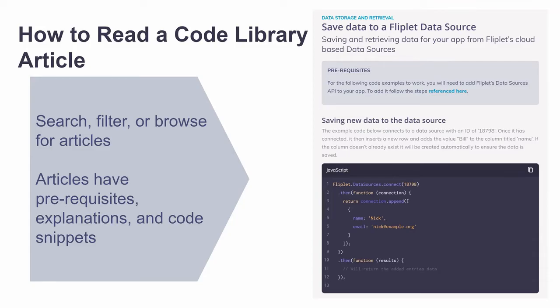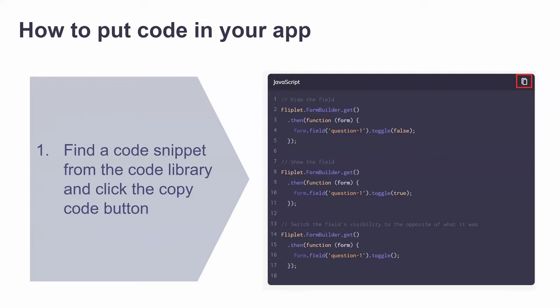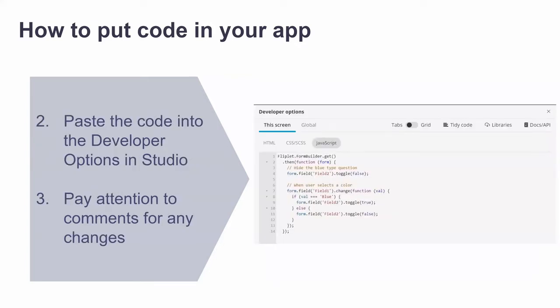So how do you actually put code in your app? As I mentioned, you go into the code library, you find the snippet you want, and you just click that button in the upper right, and it will copy all of that to your clipboard in your operating system. You'll go into Fliplet Studio, the developer options. Again, it's the second button from the bottom on the very far right-hand side.